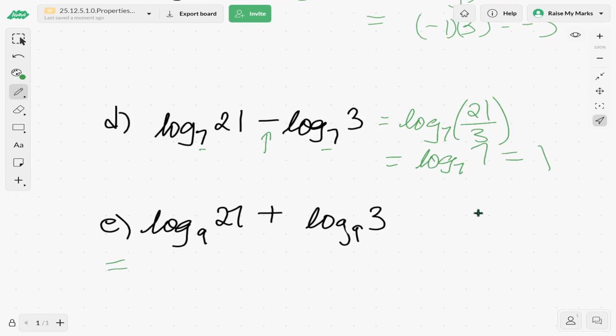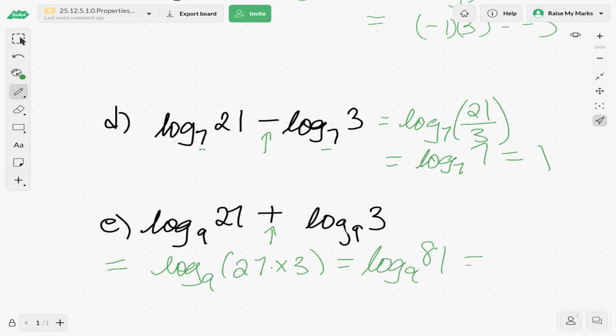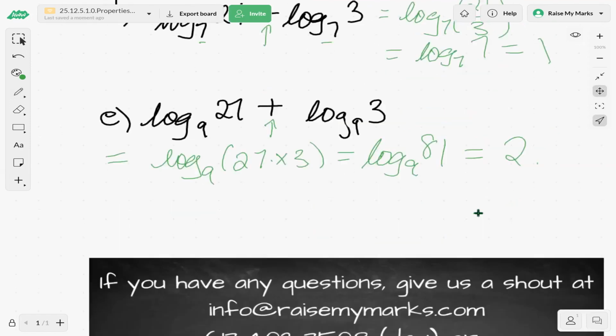All right, last one. Log base 9 of 27 plus log base 9 of 3 equals what? The same base, and we're adding, so this means we can multiply the 27 and 3 together. What is 27 times 3? I believe that's 81. So log base 9 of 81. 9 raised to what power gives us 81? That's 2. Good.